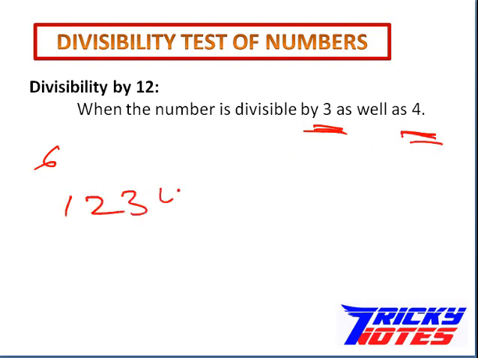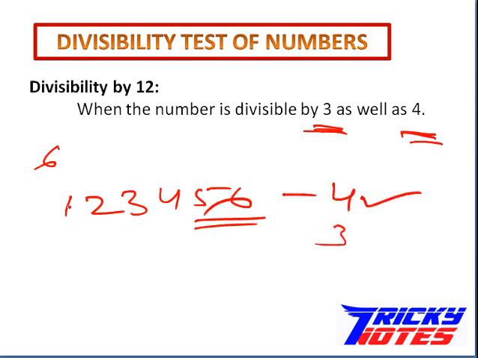1, 2, 3, 4, 5, 6. Let's check. I know these last 2 digits are divisible by 4, so the number is divisible by 4. But let me check whether the number is divisible by 3 or not. This is 3, 3, 6, 10, 15, 21. So the number is divisible by 3 also. So the number is divisible by 12 also.